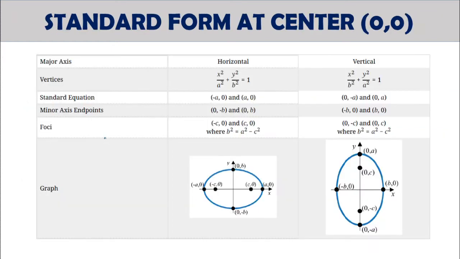Okay, now let's have the standard form at center 0, 0, meaning at the origin. There are two types of ellipse pala. It depends upon the major axis niya, kung horizontal or vertical. Okay. Pag horizontal, ito yung graph niya. Meaning to say, yung major axis, the longer line. Okay, the longer axis. So, yung standard form niya is given by x squared over a squared plus y squared over b squared equals 1.